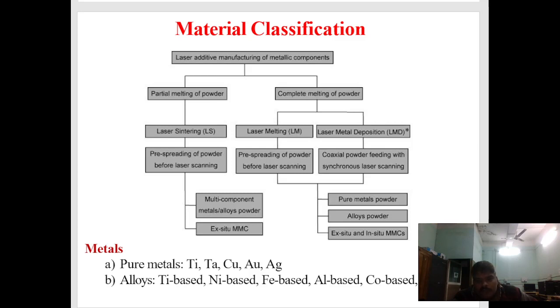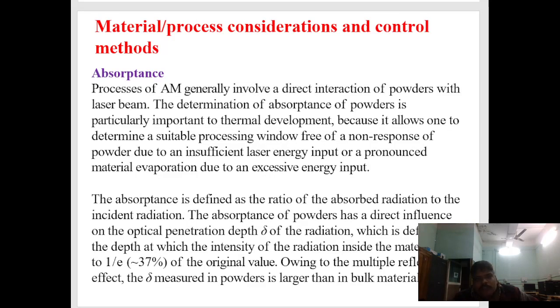Laser metal deposition: coaxial powder feeding with synchronous laser scanning. Pure metal powder, alloy powder. Metal, pure metal: titanium, tantalum, copper, gold, silver. Alloy: titanium base, nickel base, iron base, aluminum base, cobalt base, copper base. Material process consideration and control method.